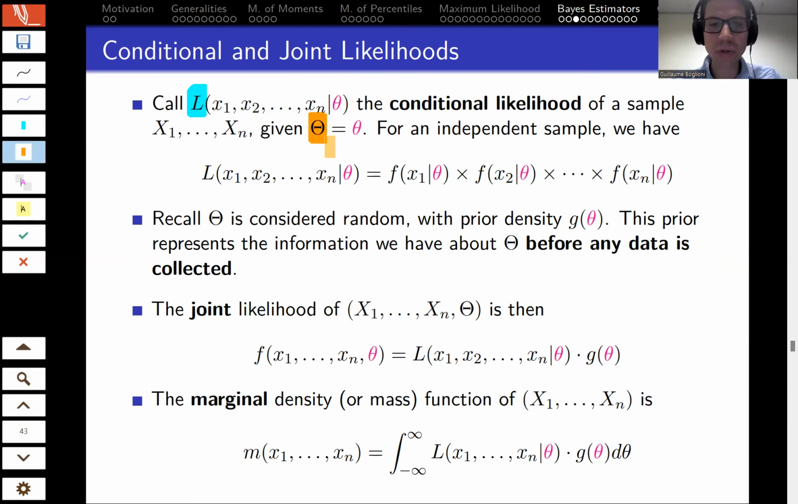Now we call this likelihood just to highlight that it could be a mass and it could be a density, because those observations here, okay, they could be continuous random variables or they can be discrete random variables. Okay, so this is why we call this a likelihood rather than a density or a mass function. Now we still assume that given theta, the x's are independent of each other, which yields that this joint, okay, if the x's are all continuous, this would be a joint density. Otherwise, it's a joint mass.